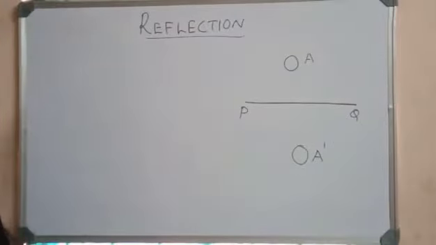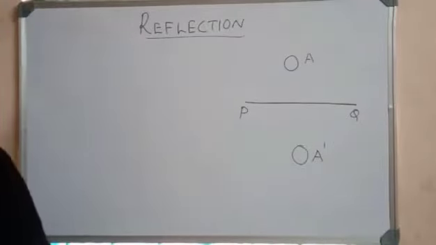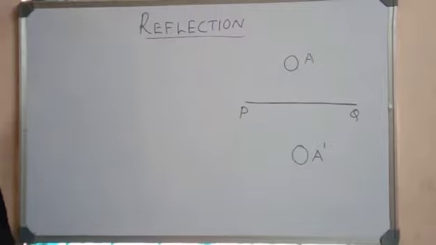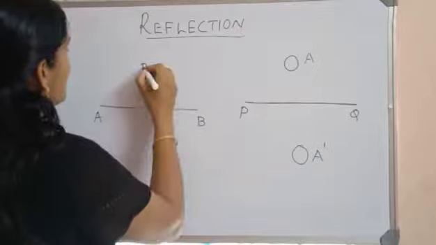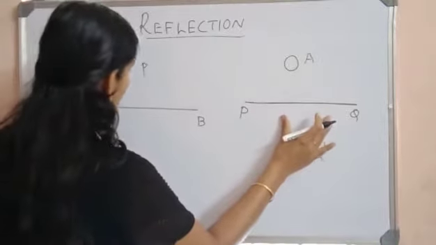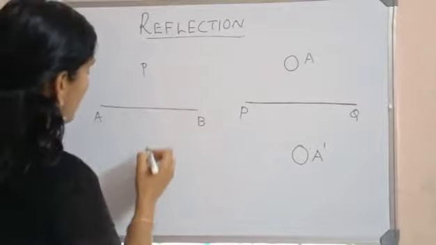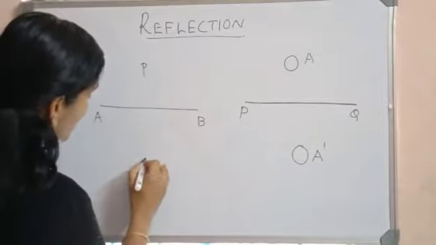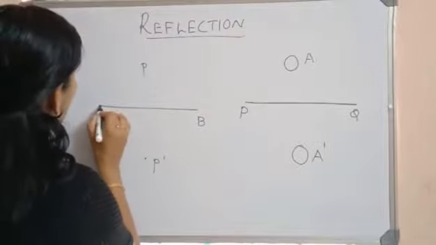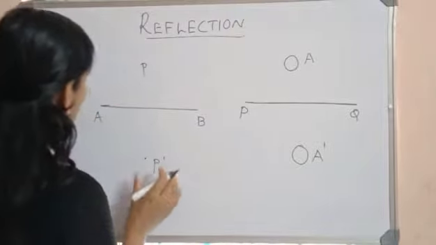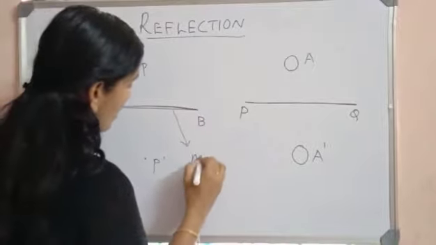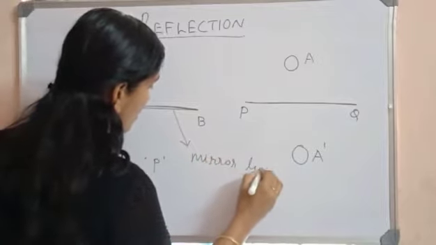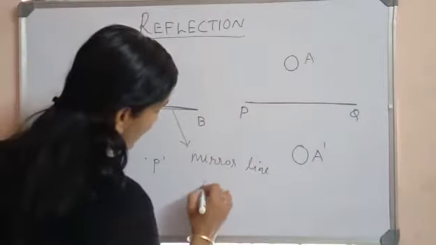In coordinate geometry, when we discuss reflection, it is a transformation which maps a point P to P dash, called the reflection. Consider AB is the line and P is a point here. The same way the reflection takes place in a mirror, this point P will be reflected on AB to P dash. This transformation is called the reflection. And this line AB is called the mirror line or the mediator.